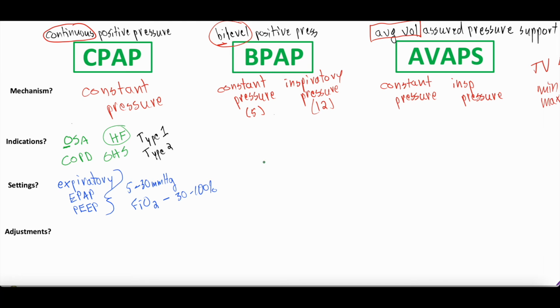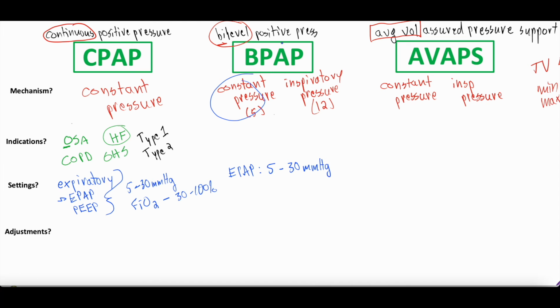All right, so let's go over to BiPAP or BPAP. For the settings here, I'm going to start with expiratory pressure, just using EPAP for the sake of ease. On BiPAP, we said it has a constant pressure, just like CPAP does. That's the EPAP, and the EPAP is the same as it would be in CPAP. You can set it anywhere from 5 to 30 millimeters of mercury.